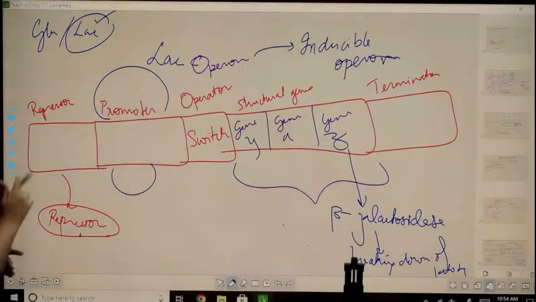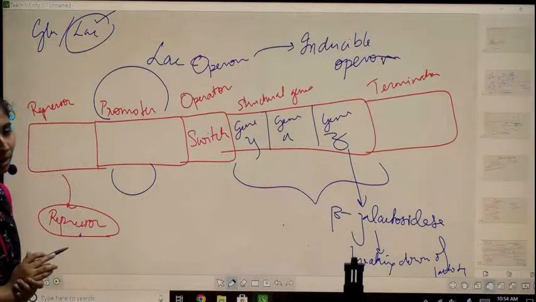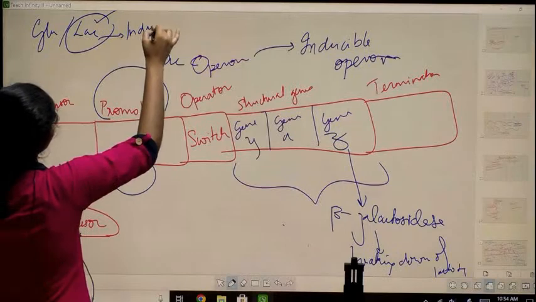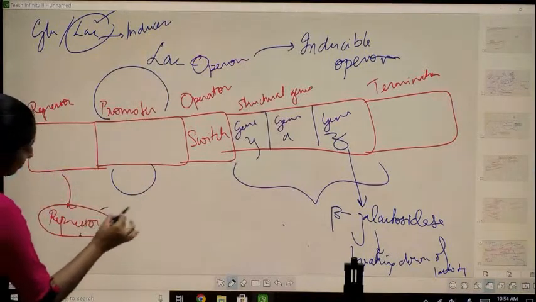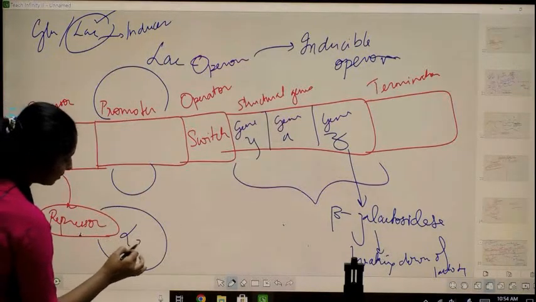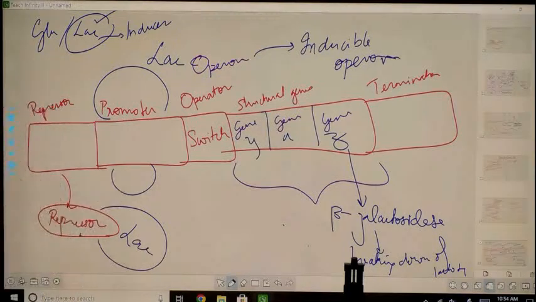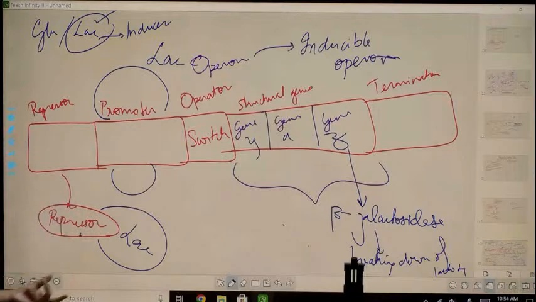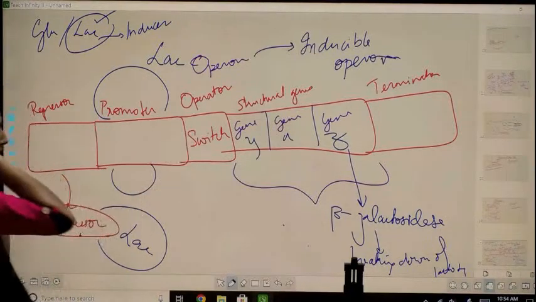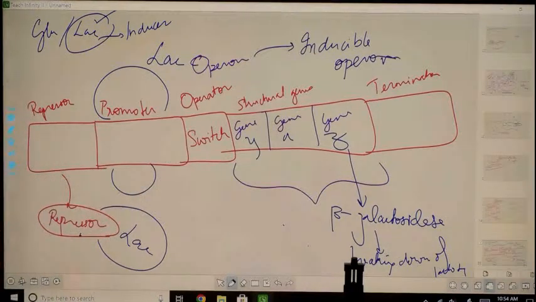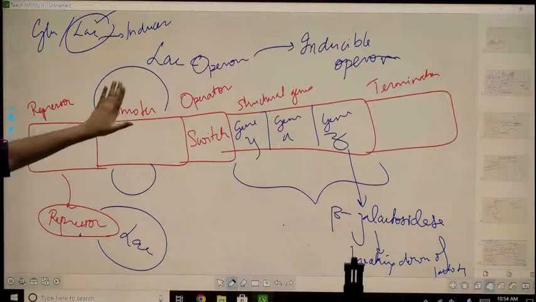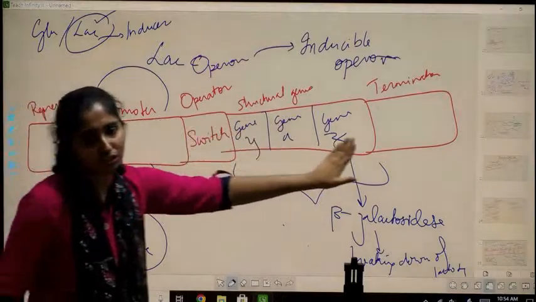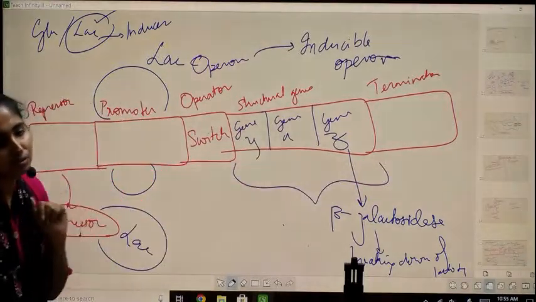Now when there is lactose present, what will happen? The lactose is going to act like an inducer. The lactose will come and bind with the repressor. Now the repressor is not free to go and bind with the switch. So the operator region is free. The repressor is not bound to the operator region. So now the RNA polymerase will come and bind to the promoter and transcribe all the genes required in the lactose pathway.